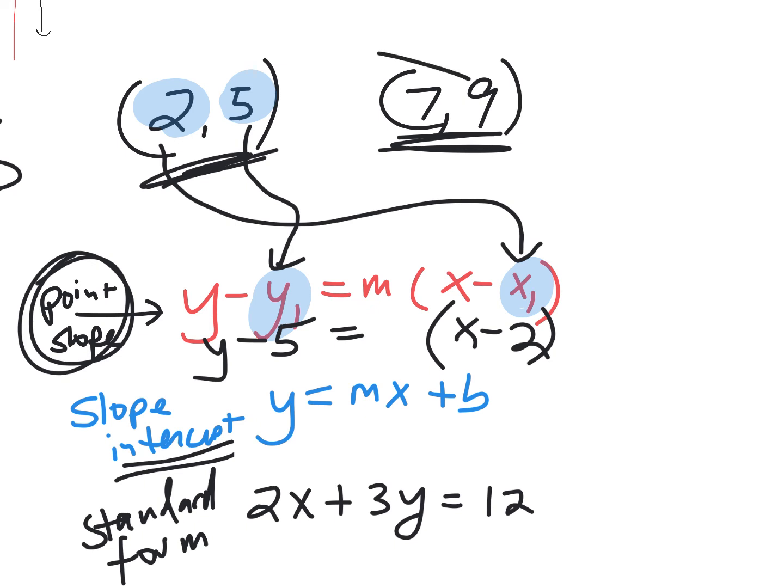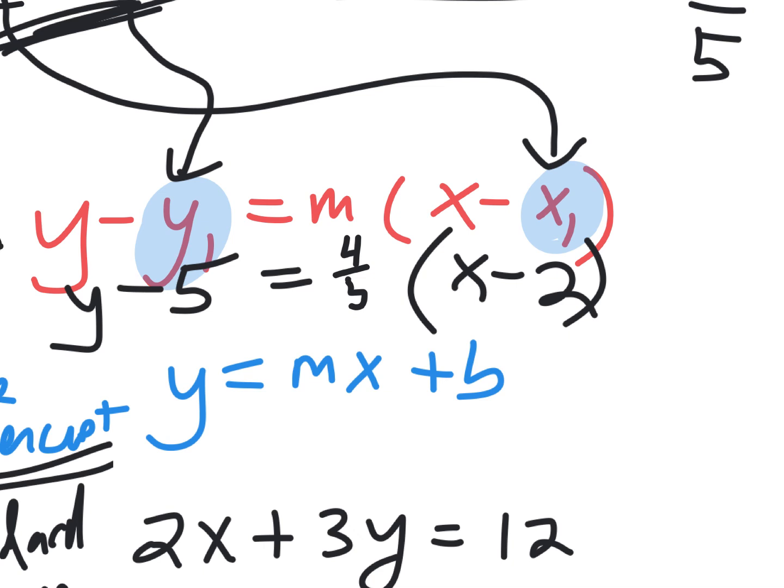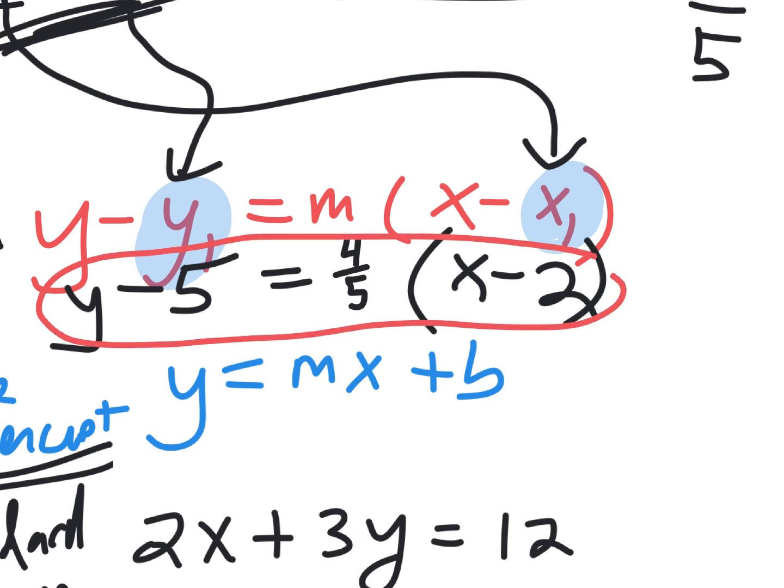So 9 minus the 5 gave you 4, over 7 minus the 2 gave you 5. 4/5? You guys get 4/5? Good. Then there's your final answer. I know this doesn't look like a nice clean answer, but that's good enough, because that's what's called point slope.